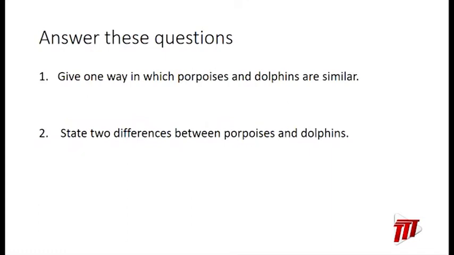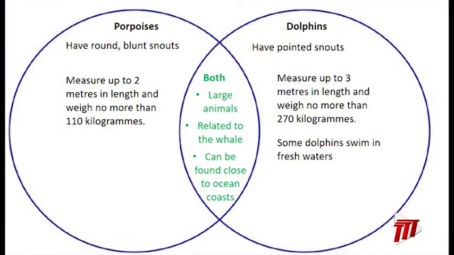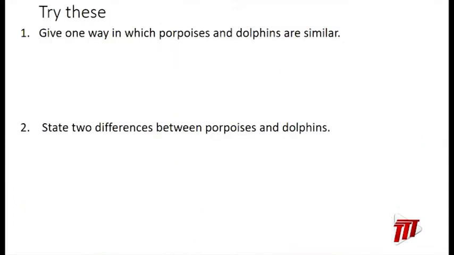Now, let's answer 2 questions based on this passage. 1, give one way in which porpoises and dolphins are similar. And 2, state 2 differences between porpoises and dolphins. Do you think you remember? Do you need the passage again? Well, let's look at the Venn diagram and let's quickly see if we can answer those questions. Similarities and differences. And let's go back to the question.